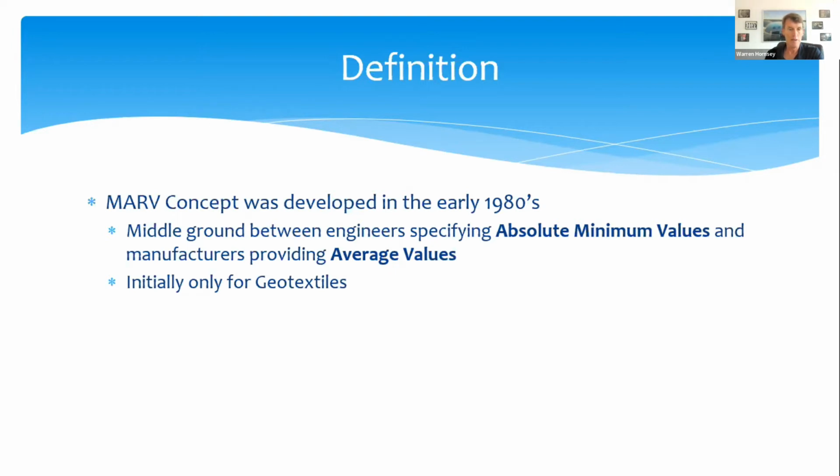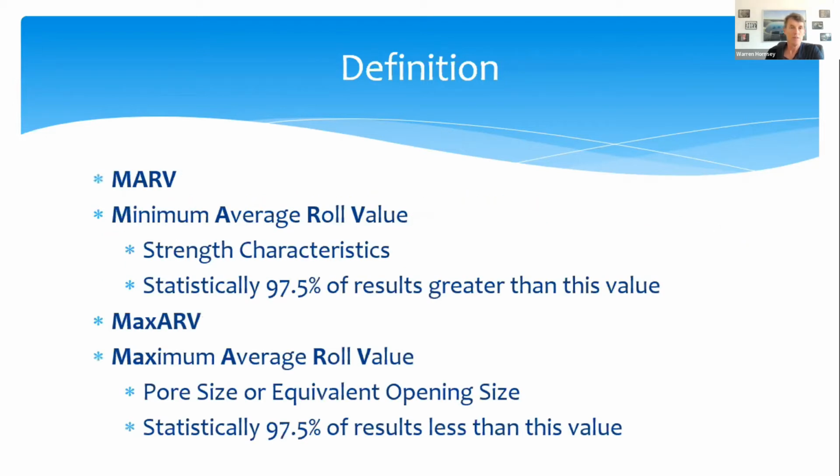But what I've seen lately is that all geosynthetics are now specified via MARV. So what does MARV stand for? It's a minimum average roll value, and it's basically for strength characteristics, and statistically, it's saying 97.5% of the results will be greater than that value.